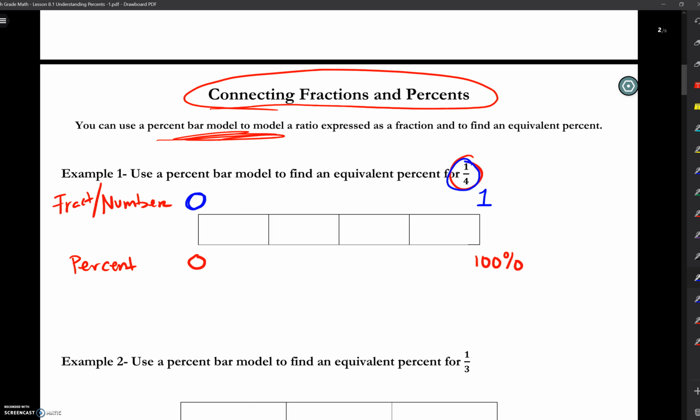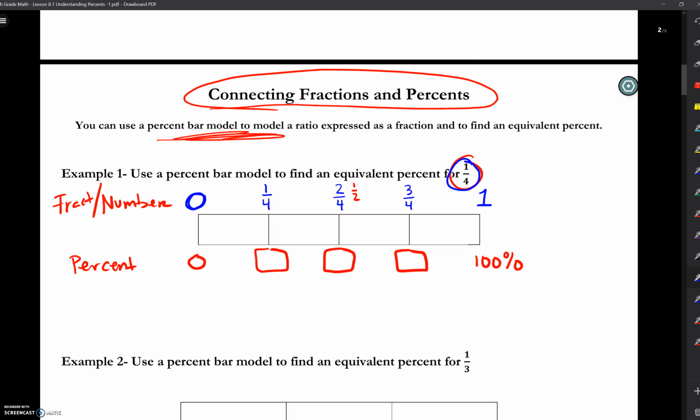Where would 1/4 be on this bar model? Well, we know that a 1/4 is going to be right here. And this is going to be 2/4. And this is going to be 3/4. Now remember, 2/4 will also be 1/2. Okay? So now that we have this, we need to figure out the percents here and here and here.